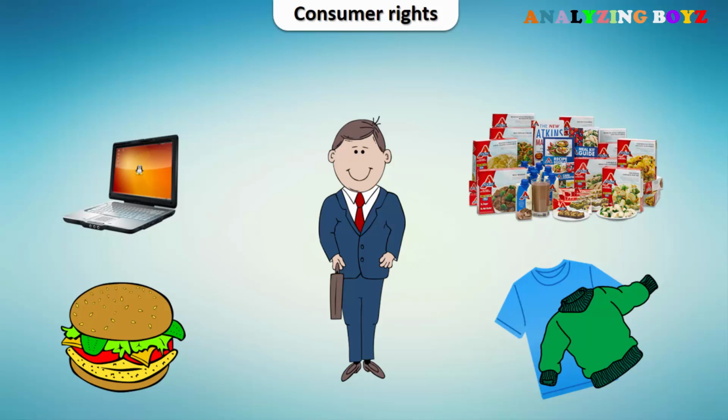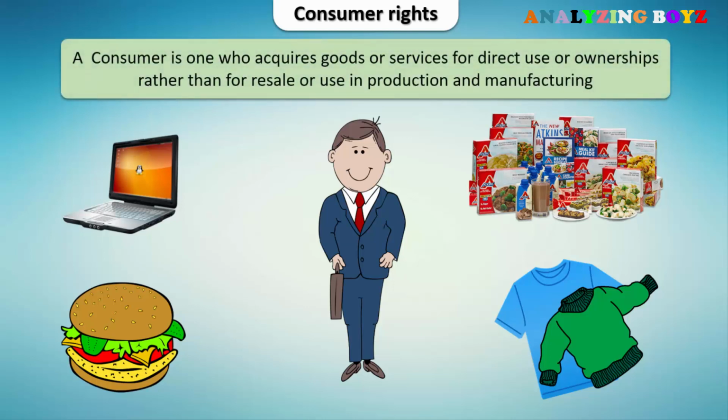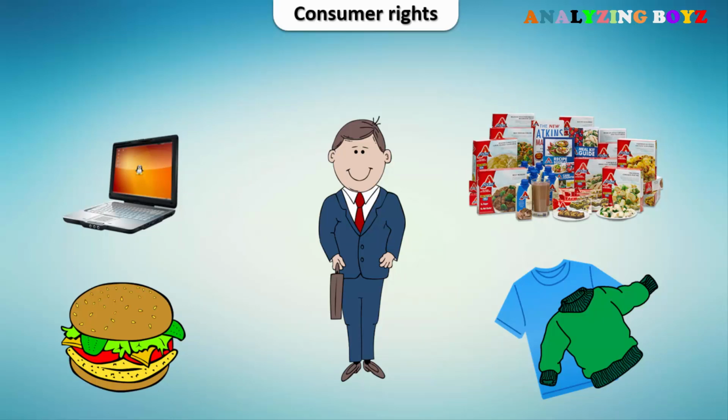Samir purchases products and services with the intention of using it himself. He pays money and expects a certain value in return. People like Samir who purchase goods or services for direct use or ownership rather than for resale or use in production and manufacturing are known as consumers.